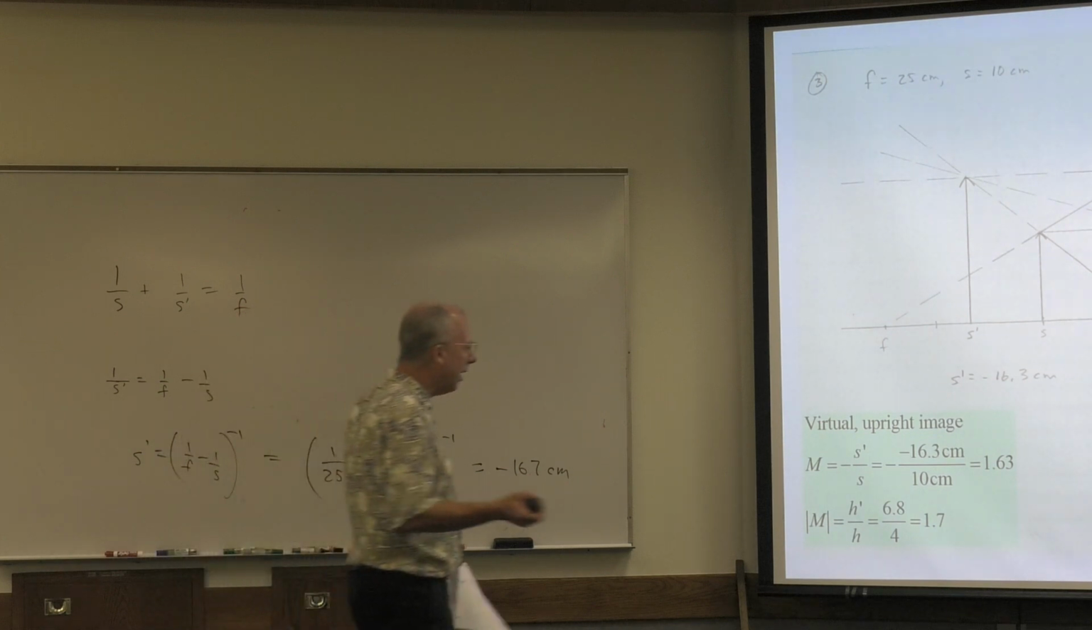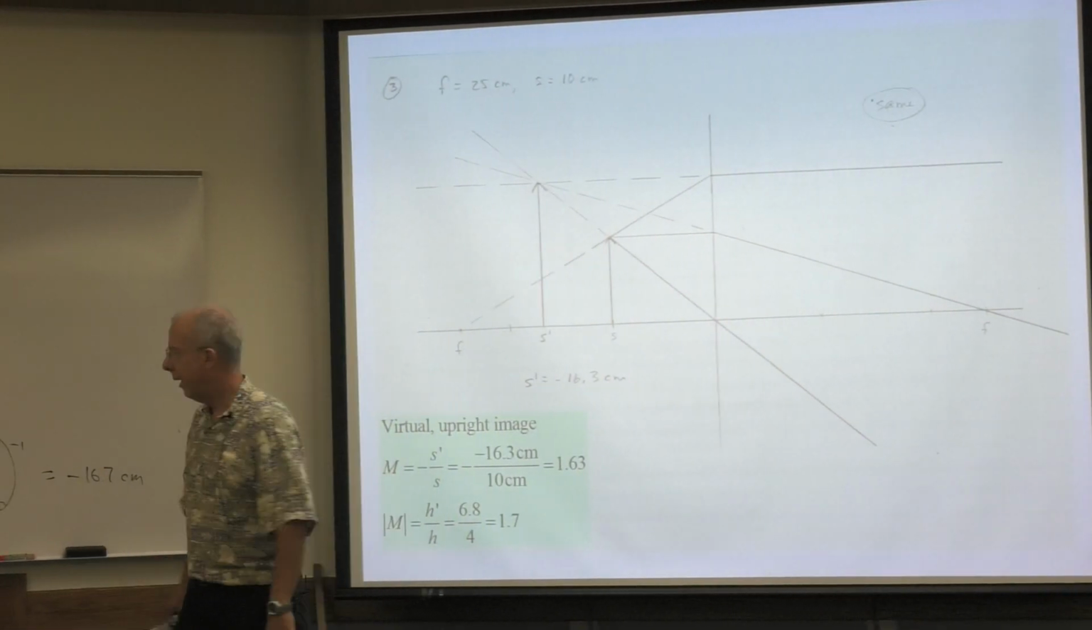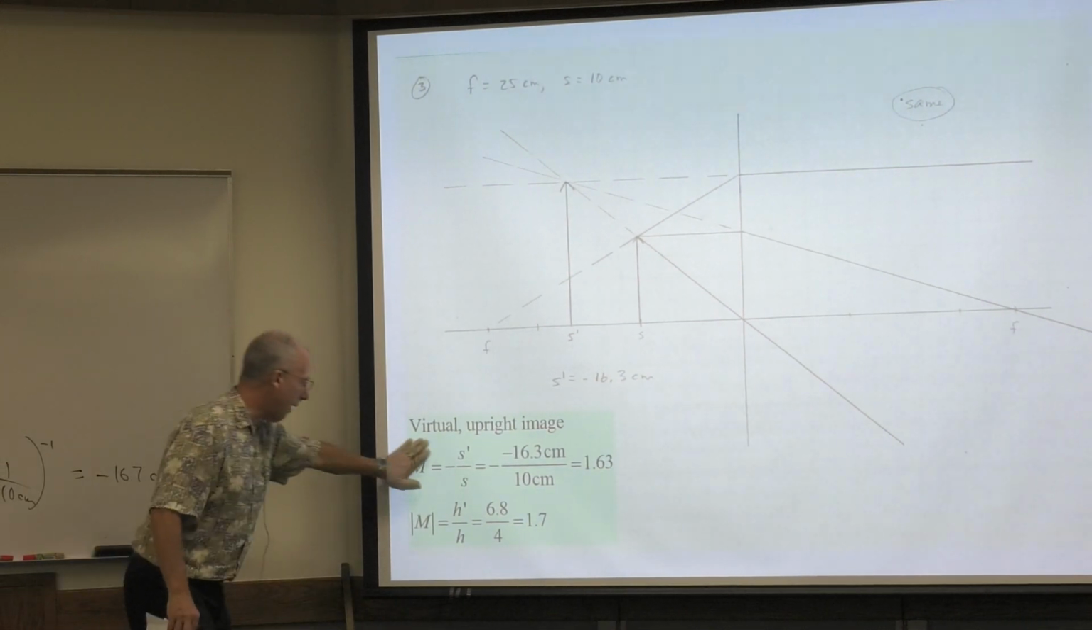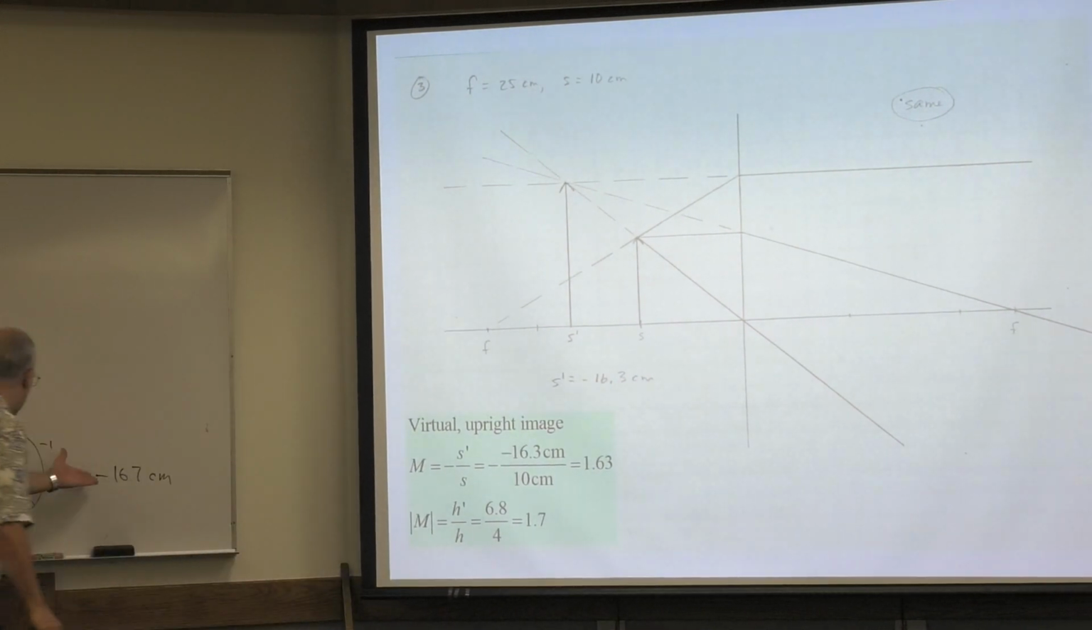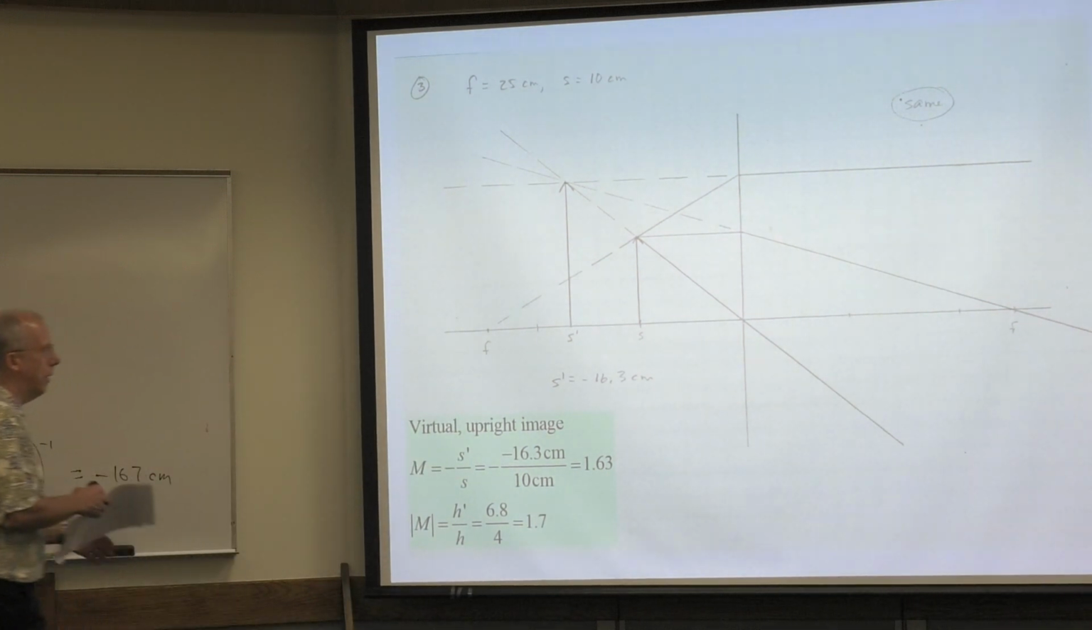Not so great, whatever. So with the ray tracing, minus 16.3, that's not so bad though. And then again, to find the magnifications, you'd use the actual real numbers, and that would be similar, right? They'd be similar.